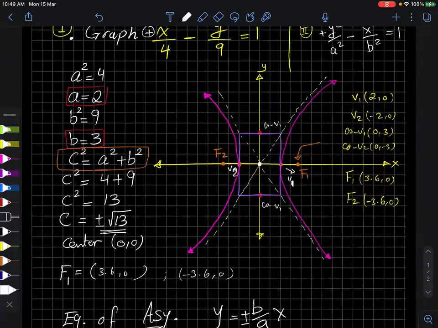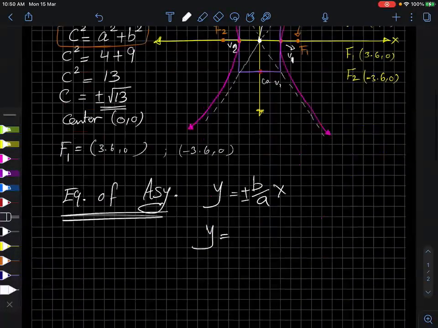How to determine it quickly, guys? Pay attention. You can say, yeah, this line here. How to find the slope of this line? The slope of this line is rise over run. I'm going to rise up b units and to the right a units. That's why it's b over a, because the rise over run is b over a. So my equation of the asymptote here is b over a.